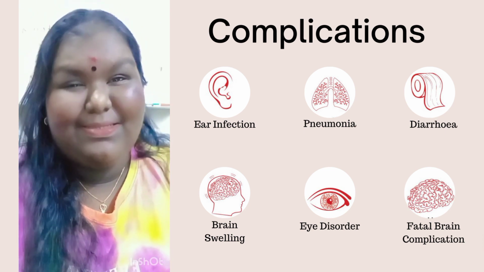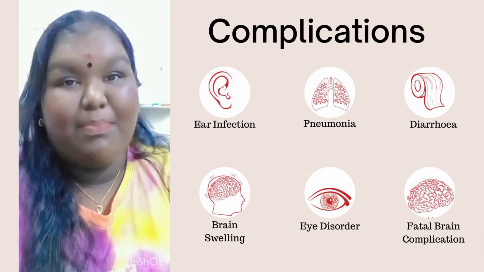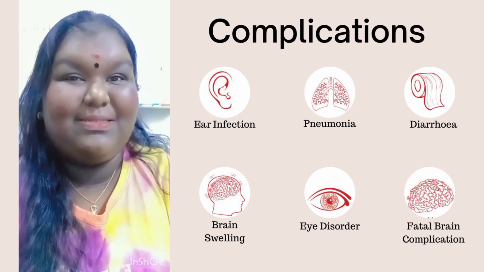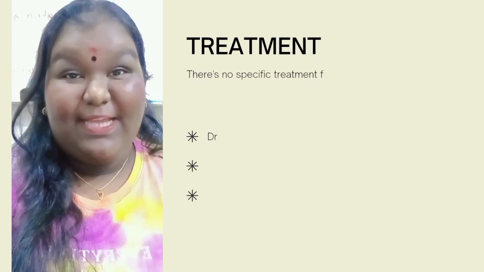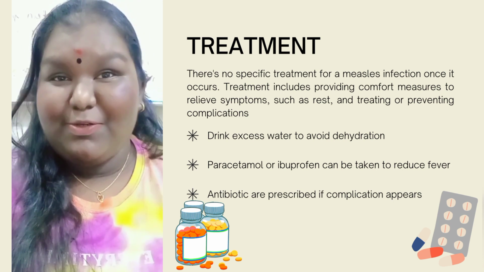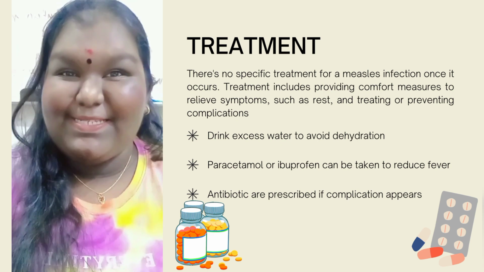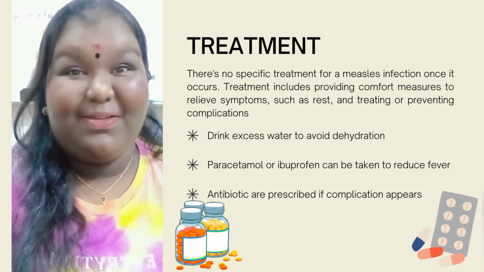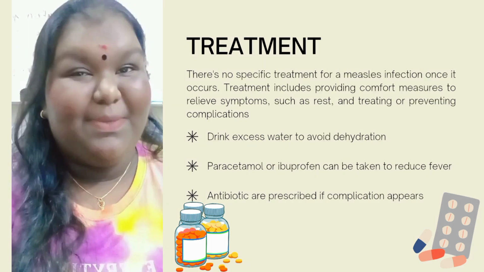And lastly, the most rare complication ever is a fatal brain complication. It does not commonly happen, occurring several years after having measles, so it's very rare. As for the treatment, there is no specific treatment to cure measles. Treatment includes comfort measures to reduce the symptoms, such as drinking plenty of water to reduce dehydration. Paracetamol or ibuprofen can be taken to reduce the fever. Lastly, antibiotics are prescribed if complications appear.